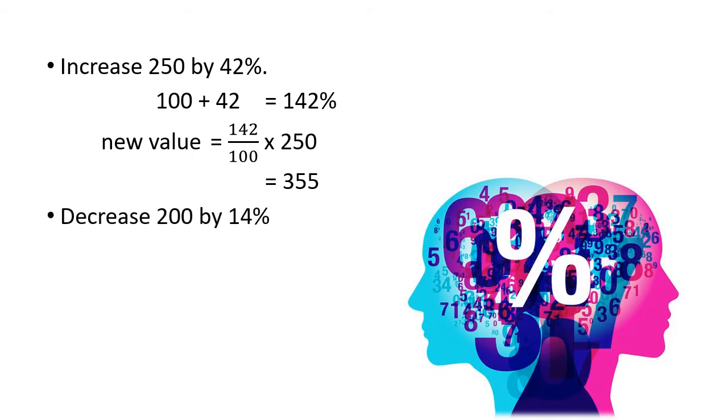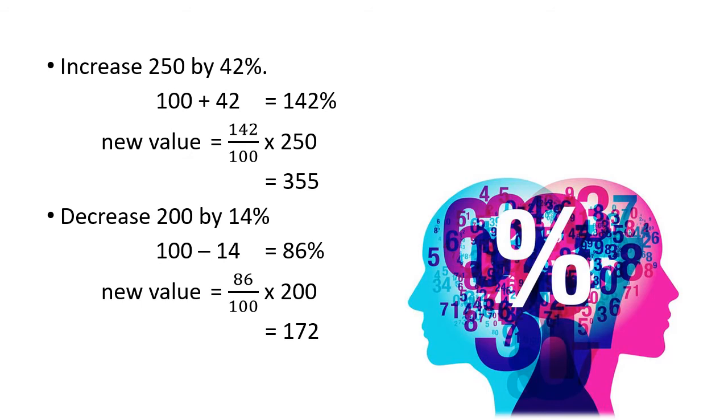Now check the other one. Decrease 200 by 14 percent. Here it is a decrease, so you have to subtract this percentage amount from 100. Earlier one we added because of increase. This one we subtract because of decrease. 100 minus 14, 86 percent. The new value, 86 divided by 100. Multiply it by 200. The final answer is 172. I think now you all can complete exercise 5A.